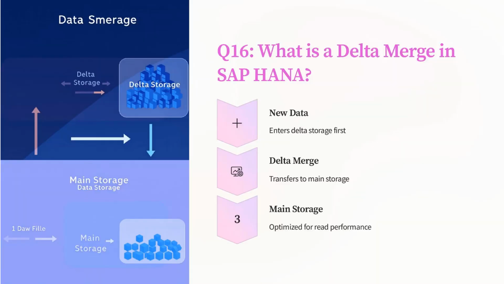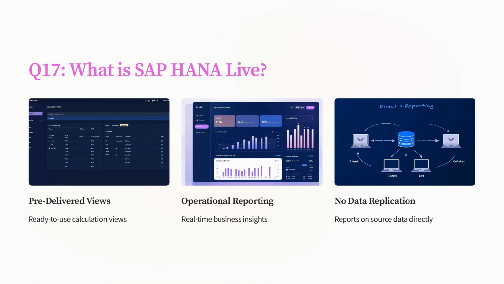16. What is a delta merge in SAP HANA? Delta merge is the process of transferring data from delta storage to main storage in a column store table to optimize read performance. 17. What is SAP HANA Live? SAP HANA Live is a set of pre-delivered calculation views for real-time operational reporting on HANA. It enables reporting without replicating data.